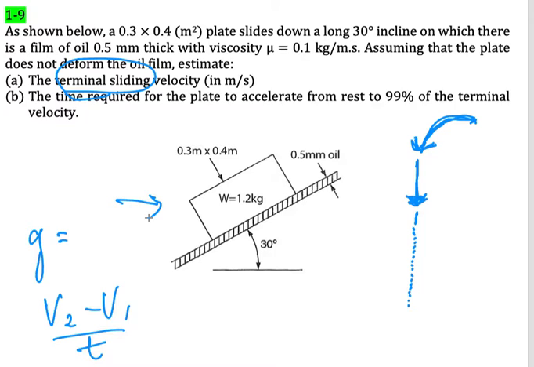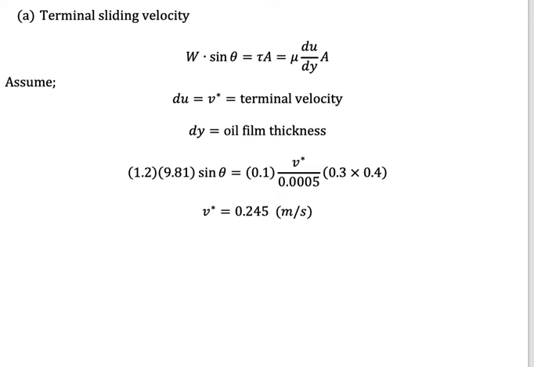Okay, same with this situation. If we have an oil here and an incline of 30 degrees here, and we have a box here, then because gravity pulls it, it will slide down like this, and at a certain time the velocity will remain constant. So the question is, what is the terminal velocity, and also the time required for the plate to accelerate from rest to 99% of the terminal velocity. Okay, so this is the idea of terminal velocity.